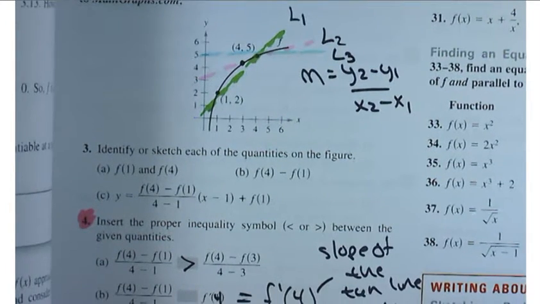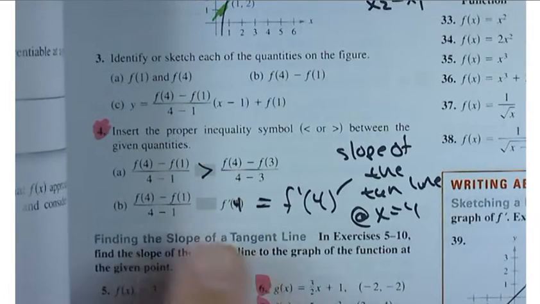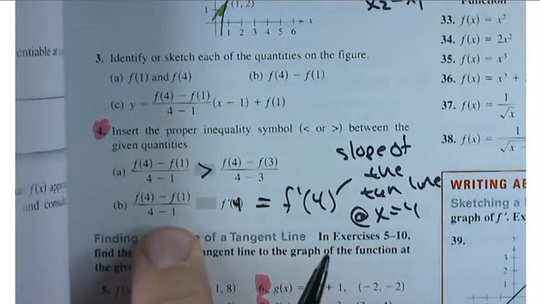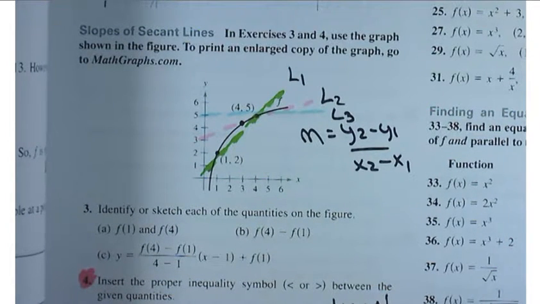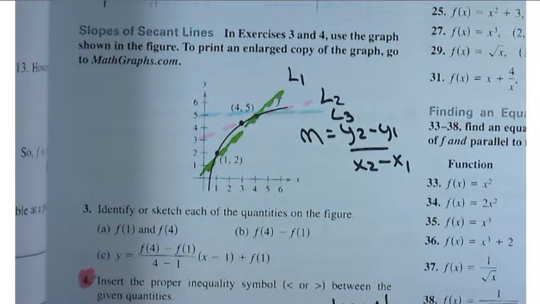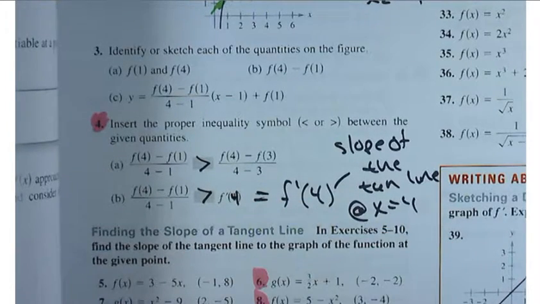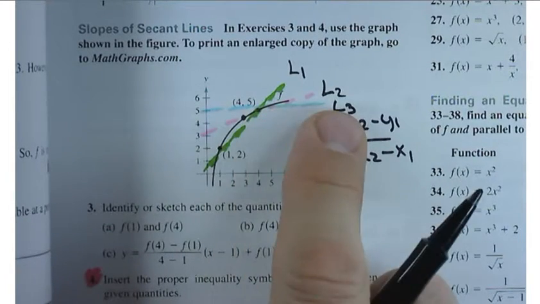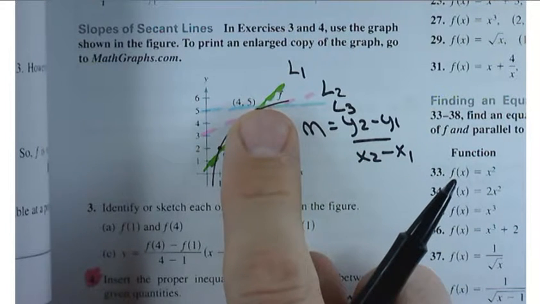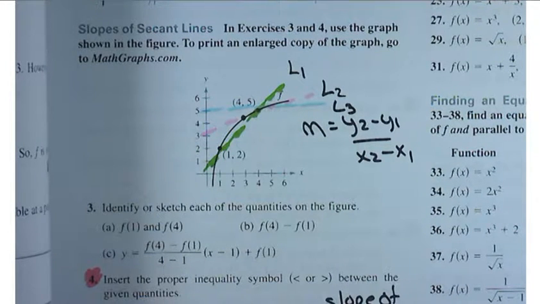Which quantity do you suppose is bigger? The slope of the secant line between 1 and 4, or the slope of the tangent line at 4? L1 or L3? L1. And again, that's what they're getting after, is what symbol to put in there. And it's a greater than symbol. The blue one's almost flat. So it's slowed down considerably near that point. Or flatter, I should say.